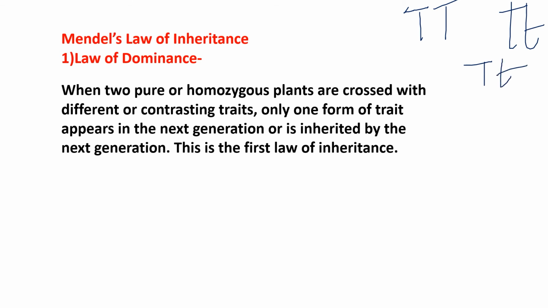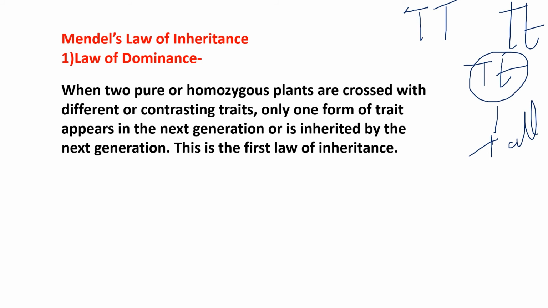That means when two pure homozygous parent plants were crossed, only one form of trait is inherited by the F1 generation. Two traits didn't come, because capital T, small t will be called tall only. Even though small t is present, it will not be expressed. It is masked by the dominant trait.